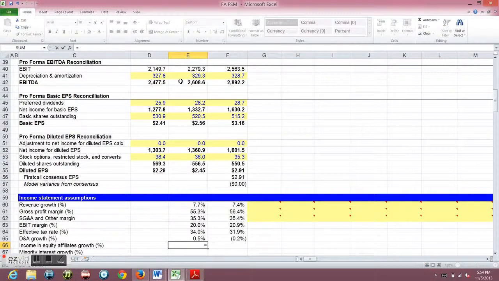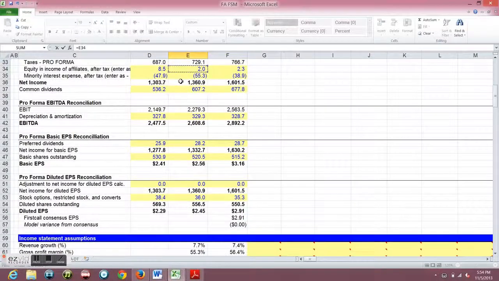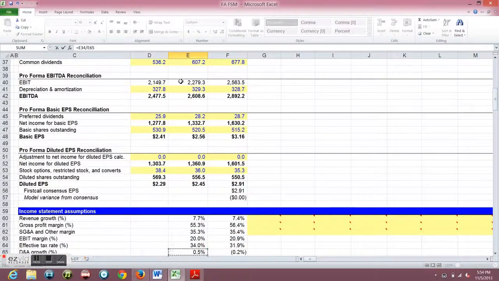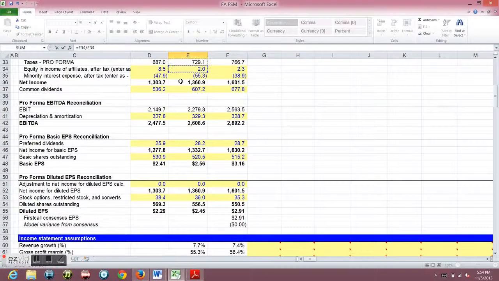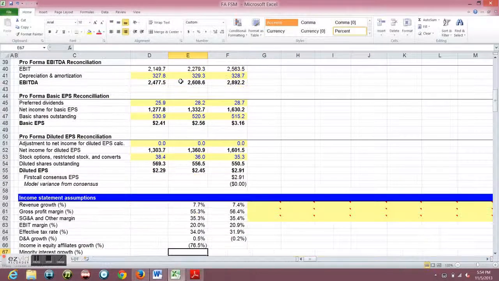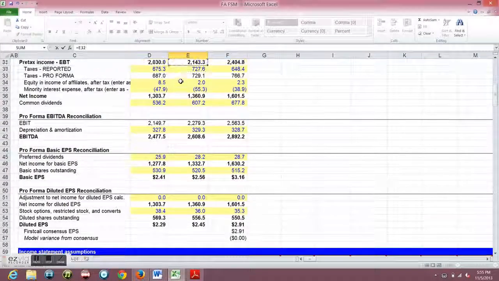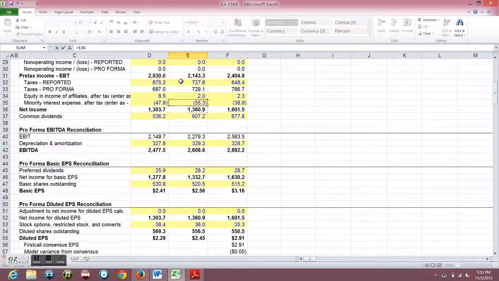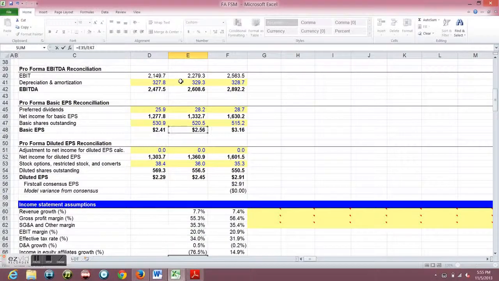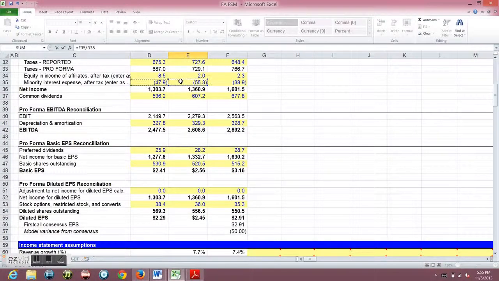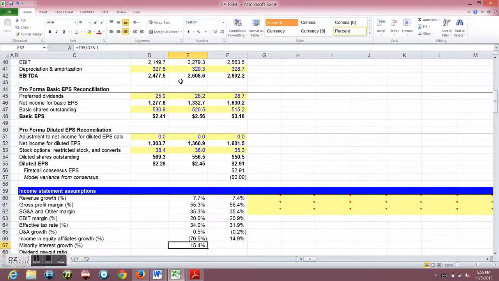Income and equity affiliates growth. You're essentially going to take your current year divided by your previous year minus 1. You get negative 76. Then you get minority interest growth. So you're going to take your minority interest of that current year, and you're going to divide it by the previous year minus 1.